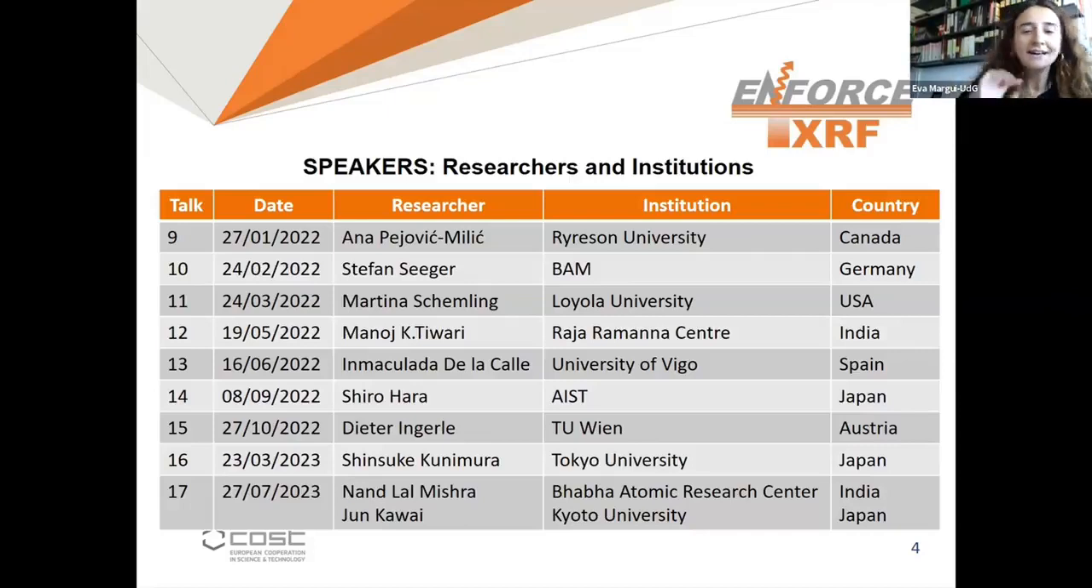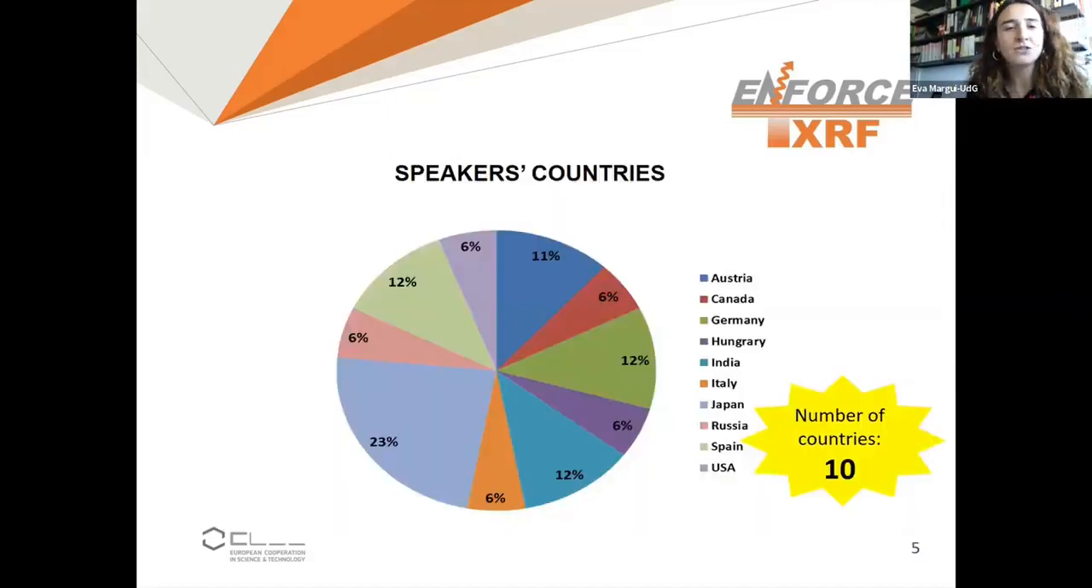But okay, here you can see also a little bit of statistics about the countries, the speakers' countries, and you can see there are a total number of 10 countries. And as you can see in the graph, the most participation is from Japan.